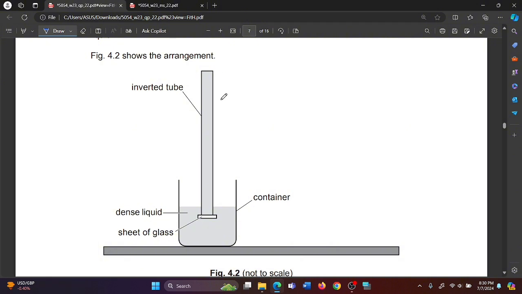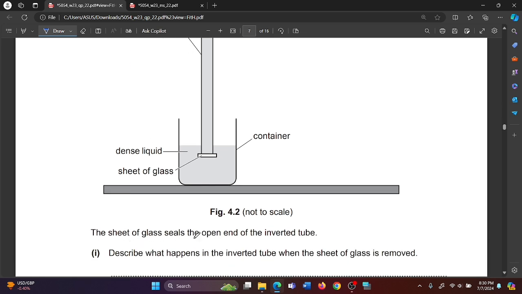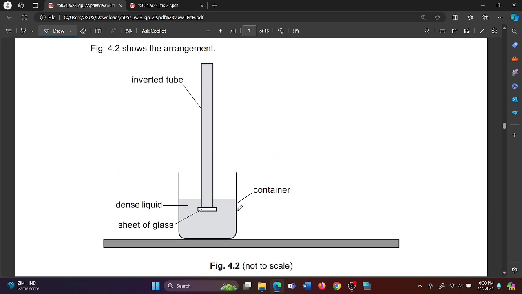Thus, the tube has been inverted and we can see the sheet of glass. So, what does the question ask? Let's see. The question says the sheet of glass seals the open end of the inverted tube. Describe what happens in the inverted tube when the sheet of glass is removed. What happens? So let's see. If we remove the sheet of glass, what would happen?